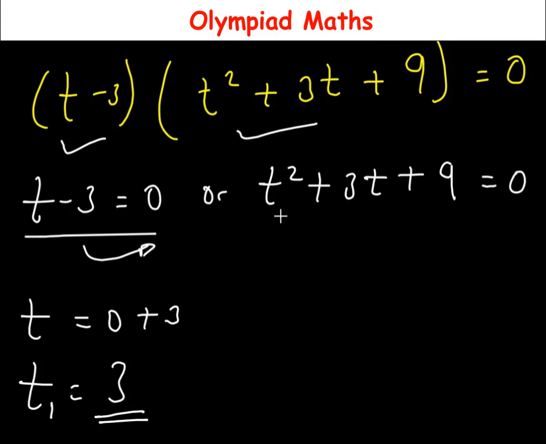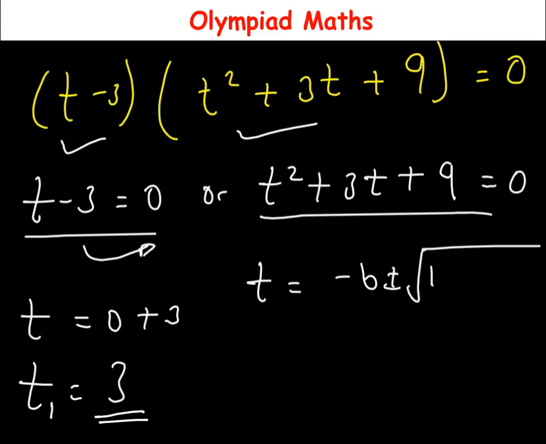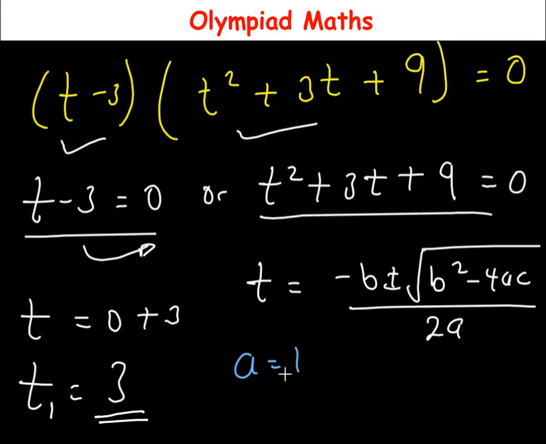Now working with the second equation, here we have a quadratic equation, and to solve for t, we're going to make use of the quadratic formula. So the formula with respect to t is given by t is equal to minus b plus or minus square root b squared minus 4ac all over 2a. In this case, the value of a is the coefficient of t squared, which is 1. The value of b is the coefficient of t, which is plus 3. And the value of c is the constant, which is 9.